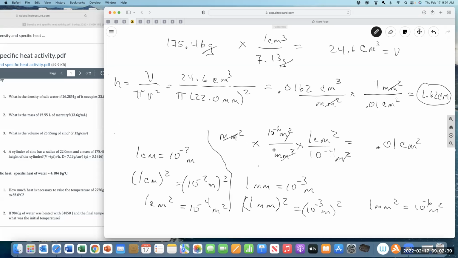Then I had to do the same thing with millimeters squared. So I said a millimeter is 10 to the minus 3rd. So then I squared it. That's how I got 10 to the minus 6th. And so then I do the math and I get 1 millimeter squared is 0.01 centimeters squared. And then I did the rest of the math.